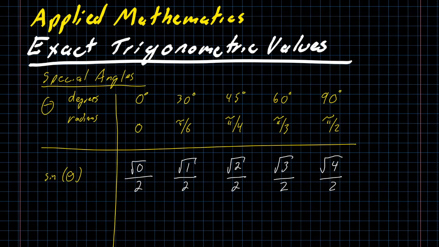Square root of 0 is 0. 0 divided by 2 is still 0. Square root of 1 is 1. 1 divided by 2 is just 1/2. Can't really do anything with square root of 2 or square root of 3, so they stay alone. Square root of 4 is 2, and 2 divided by 2 is 1. So we get this list: 0, 1/2, square root of 2 over 2, square root of 3 over 2, and 1. And these are the sine of the special angles.